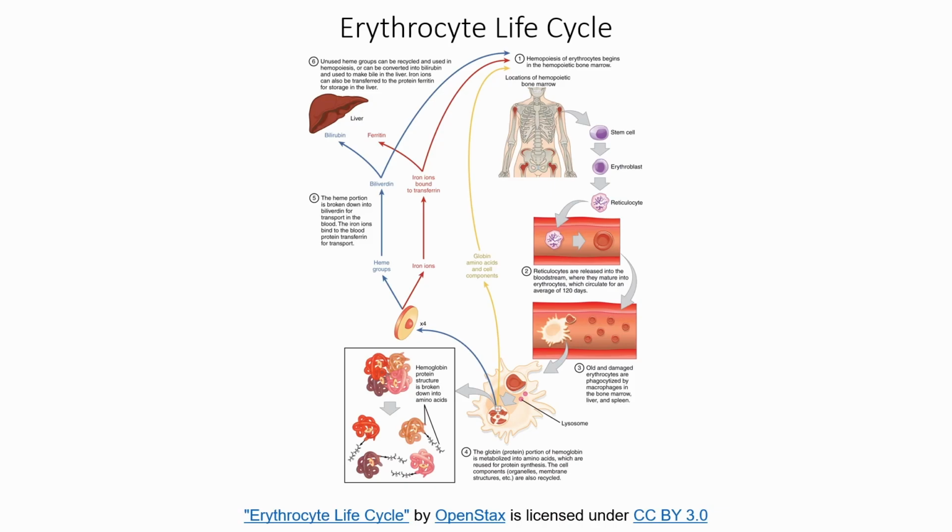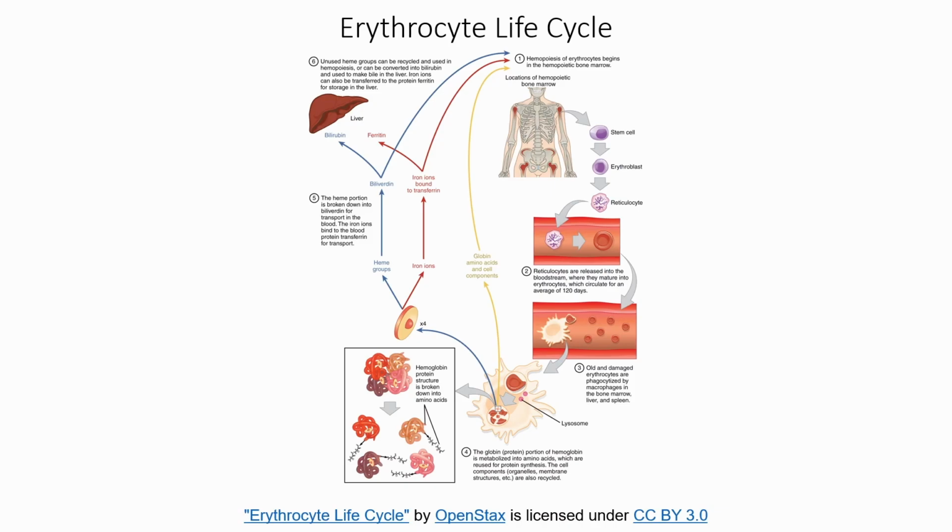But the heme groups, those are going to have a slightly different fate. The heme portion is going to be broken down into biliverdin, right? So biliverdin, this is going to be for transport in the blood, right? The iron is going to bind to this protein called transferrin to transport around. We break down to biliverdin, and then anything that's unused, right, we can recycle back into hemopoiesis, or we convert it into bilirubin, which then we use to make bile.